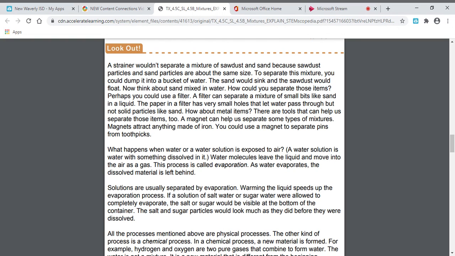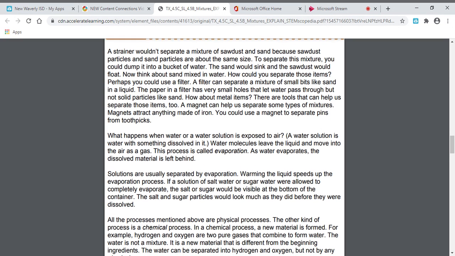How about metal items? There are tools that can help us separate those items too. A magnet can help us separate some types of mixtures. Magnets attract anything made of iron. You could use a magnet to separate pens and toothpicks. And we did learn about magnets and what they meant when it comes to whether something is magnetic or not when we learned about it in our matter week.